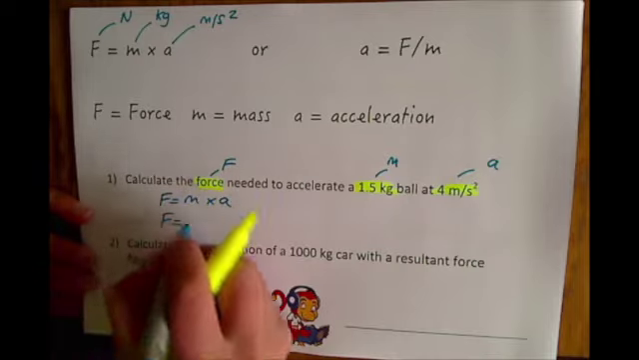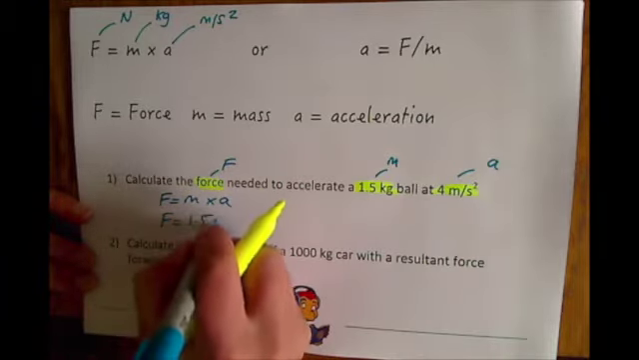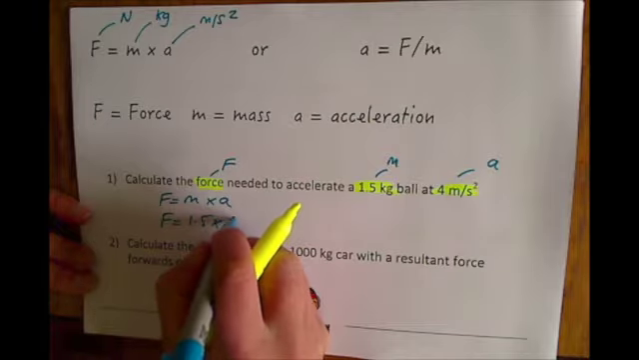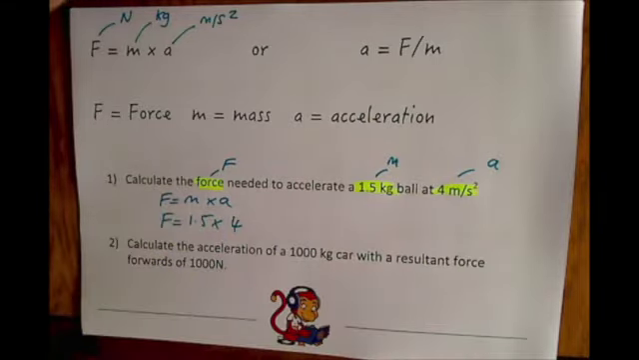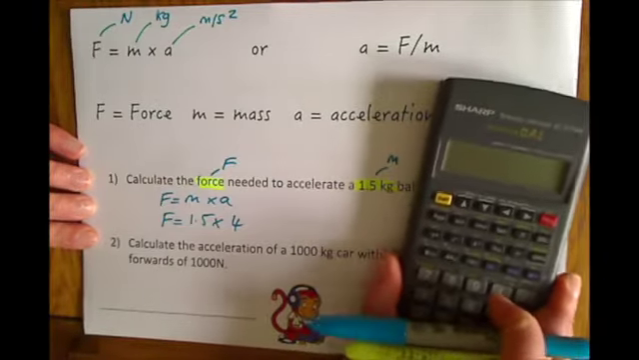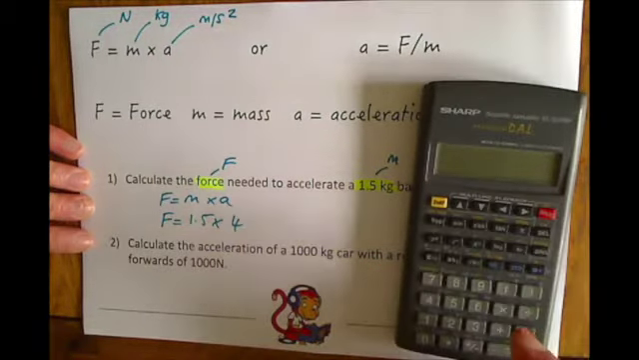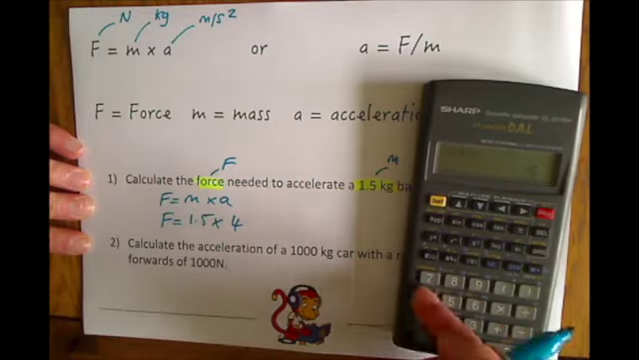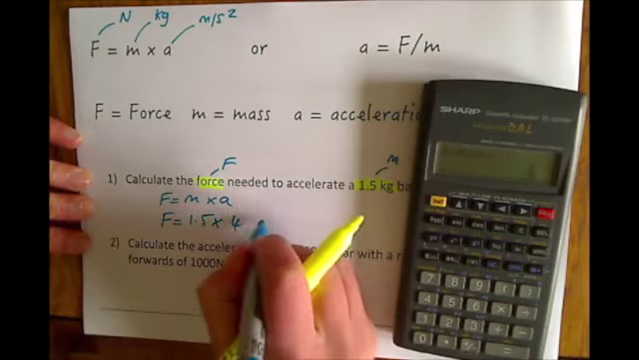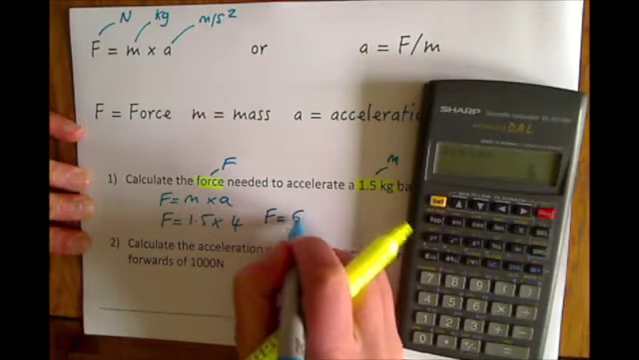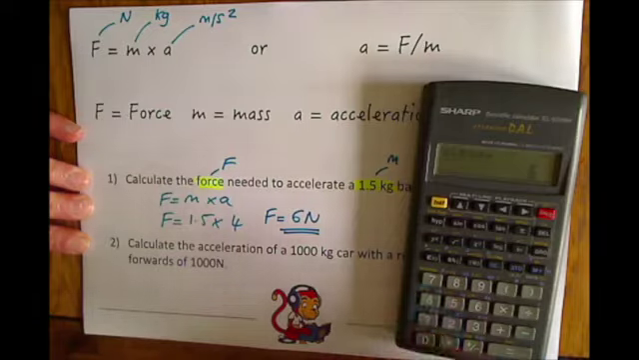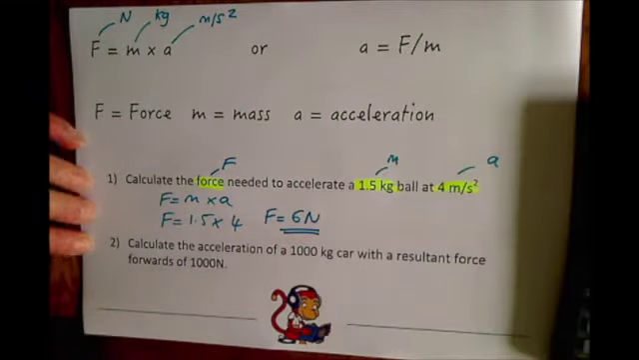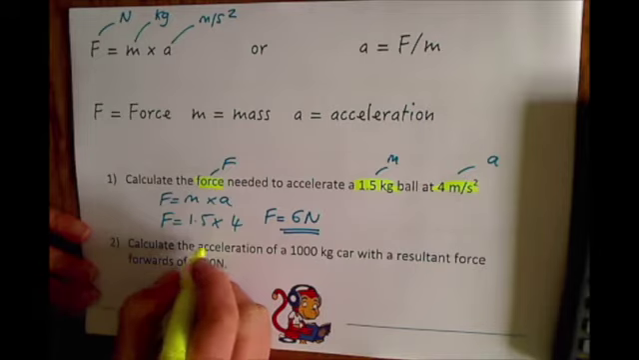so force equals mass, which is 1.5, multiplied by 4. And even though you can do this in your head, in the exam I would recommend you to use a calculator, because so many people I see make silly mistakes by trying to do calculations in the head when it's easy just to check it on the calculator. So 1.5 multiplied by 4 will give you 6 newtons.